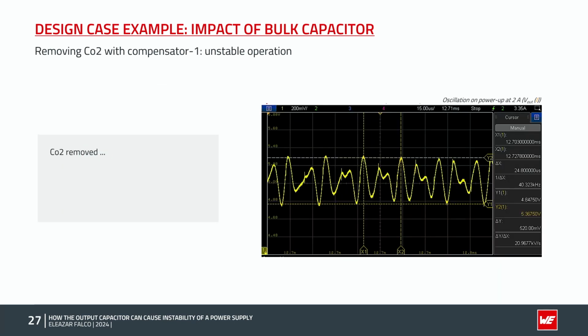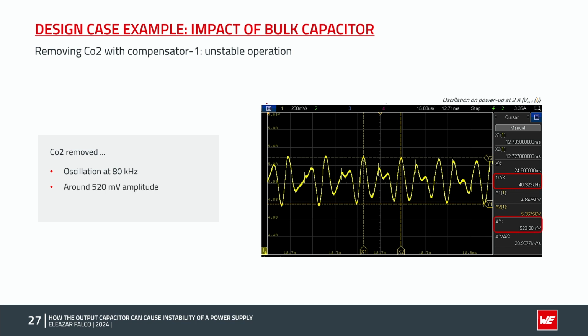However, after removing CO2 and powering up the converter, this is what we find. The output voltage oscillates. We measure a frequency of around 40 kHz, but in the measurement with the cursors, we are actually skipping the distorted peak here in between. So the actual real oscillation frequency is 80 kHz.